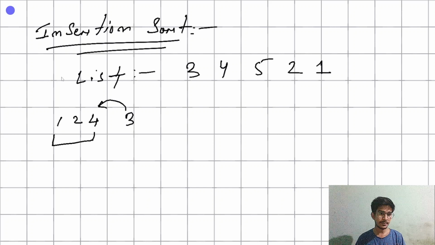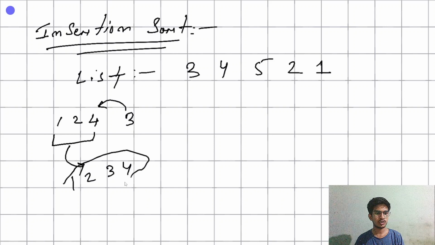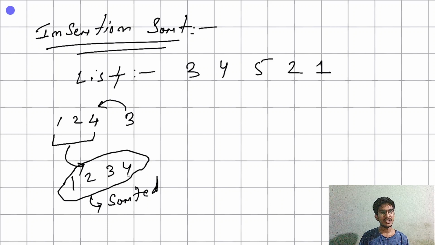So what do we have to do? We have to insert it between 2 and 4. It will become 1, 2, 3, and 4, because we insert it in between 2 and 4 so that the output is also sorted. That's the concept of the insertion sort.